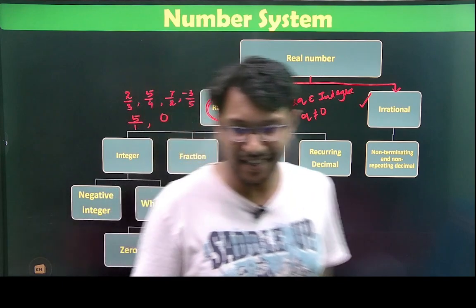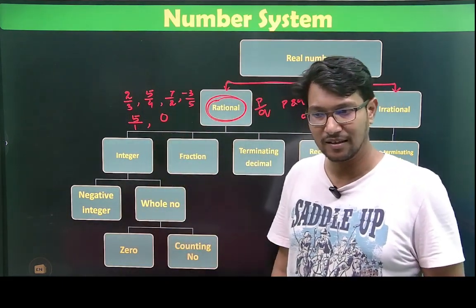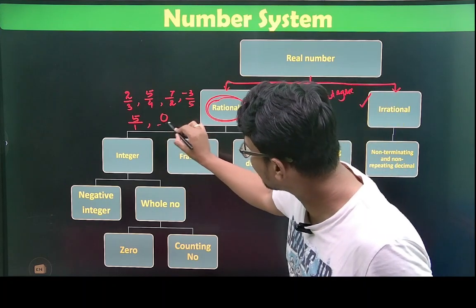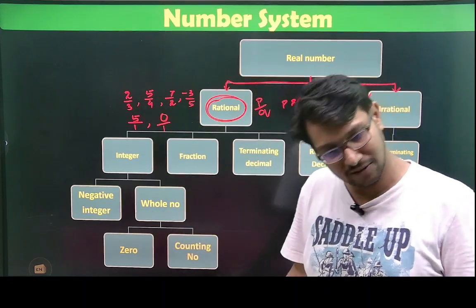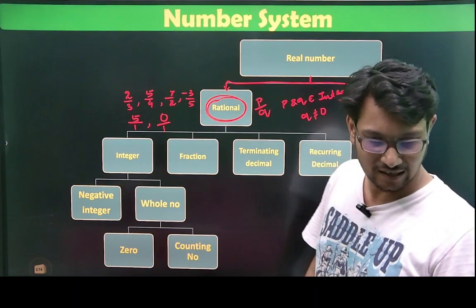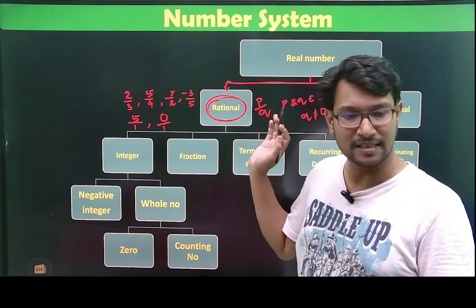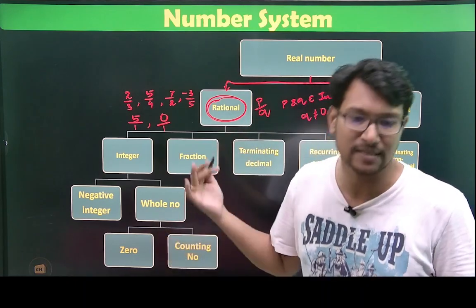Is 0 a rational number? Which can be written in this form, that is known as a rational number. 0 can be written as what? 0 by 1. So therefore this is a what? Rational number. Clear or not? Right? So every whole number is a rational number. Every natural number is a rational number.